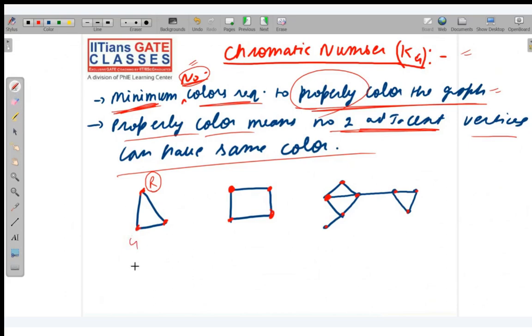Now can I take green here? No, because it is adjacent. Can I take red here? No, because it is adjacent. So I will take blue here. So 3 colors are needed. Okay, so here how will I check?